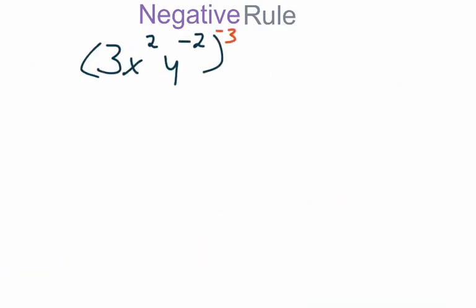All right, almost to the end. Let's try maybe 2 more. Just making sure we kind of got this. So very similar to the last one. 3x squared, y to the negative 2 power, and we're going to raise it to the negative 3. So what are we doing here? Okay, well, let's write it out.